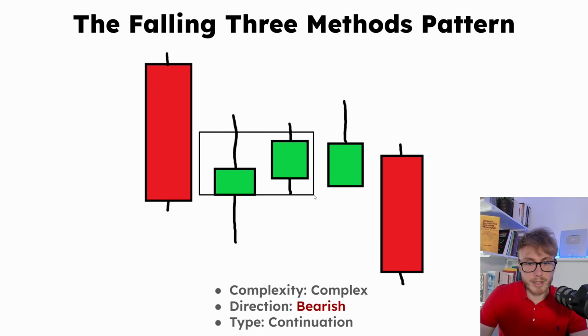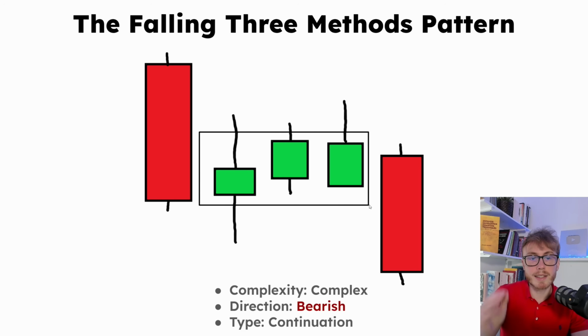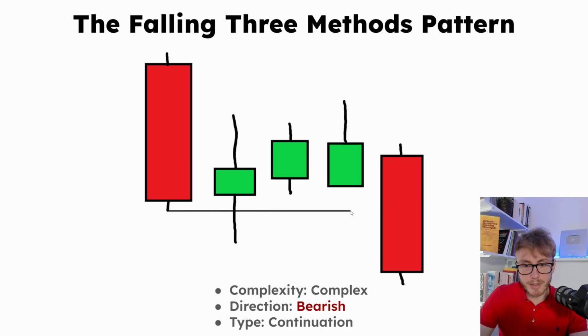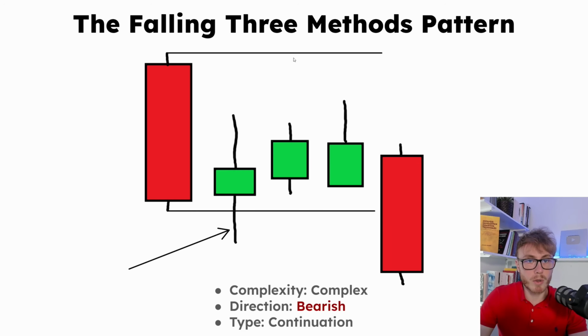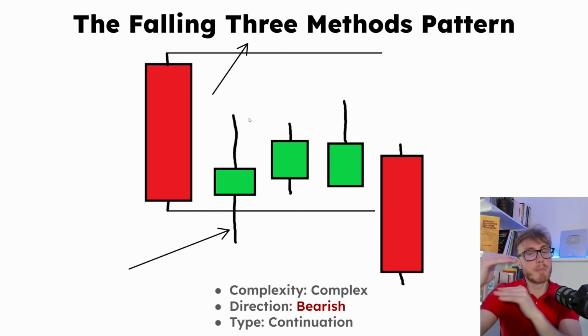But the important part about these 3 candles is that the real bodies of these candles should be contained between the low of the first candle and the high of the first candle. It's fine if we do see a wick below or even a wick above, but preferably we want all of the bodies of the candles to be within this range.